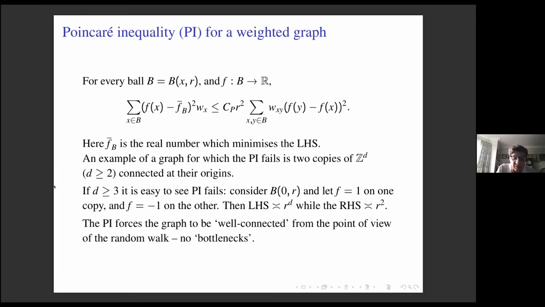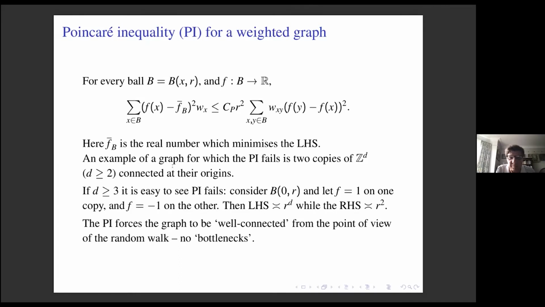The basic example of a graph for which it fails is if we take two copies of Z^d, and then we just put one edge between the origins of those two copies. So we've got two big graphs with one little edge connecting the two. And it's easy to see that the Poincaré inequality fails when d is bigger than or equal to 3. Let O be the origin in one of the graphs and consider the ball of center O and radius R. And let's look at the function which is 1 on one copy of Z^d and minus 1 on the other.